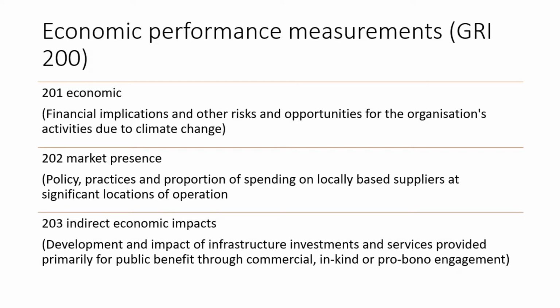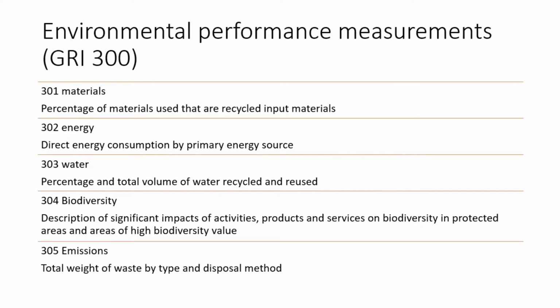The environmental performance measurement, which is the 300 level items, has 5 aspects. Materials, it's reporting about the percentage of materials used that are recycled input materials. Then about energy, the direct energy consumption by primary energy source. Third is about water, percentage and total water that is recycled and reused.